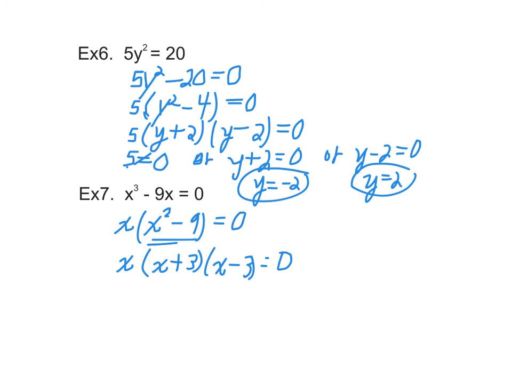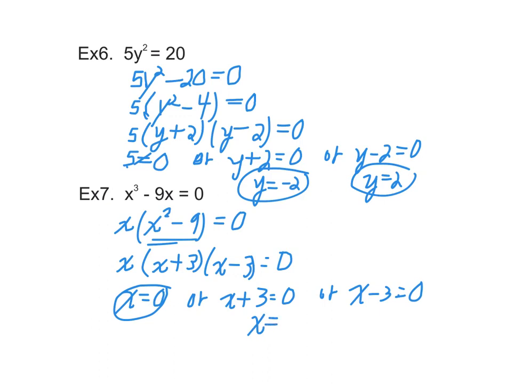One of these three factors must be equal to 0. Either the first x is 0, or the x plus 3 equals 0, or the x minus 3 equals 0. So three different solutions. I have 0, negative 3, and positive 3.